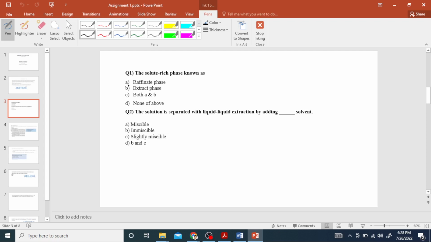And question 2: the solution is separated with liquid extraction by adding the solvent. This will be possible if the solvent is immiscible or slightly miscible. So the answer of question 2 is D, B and C.